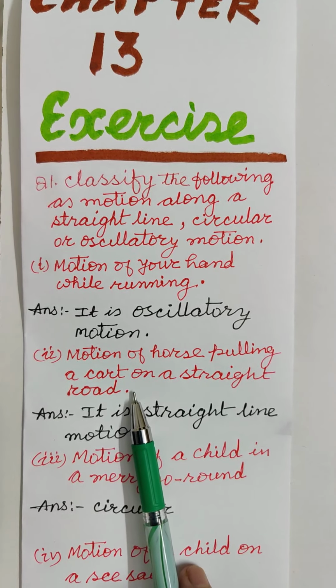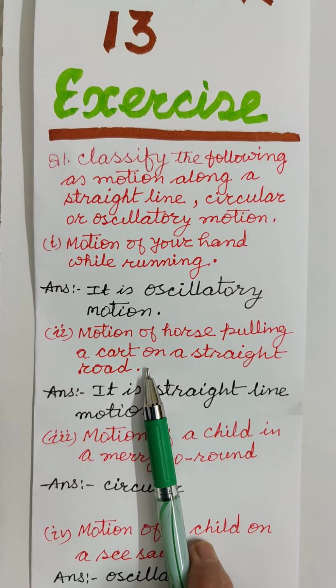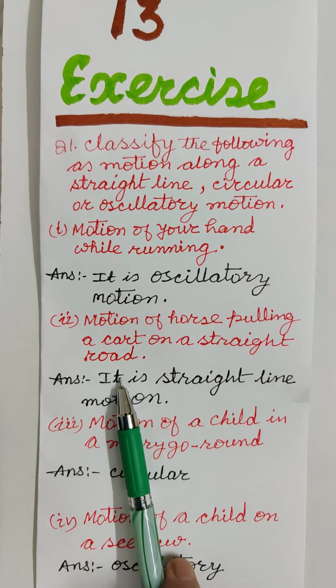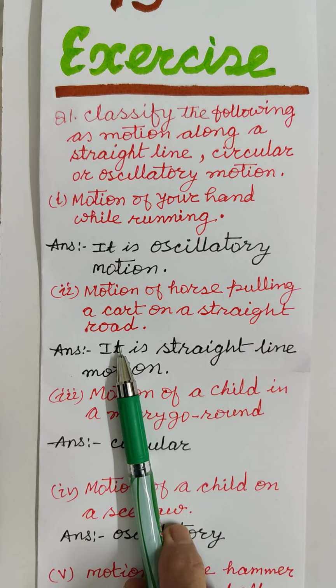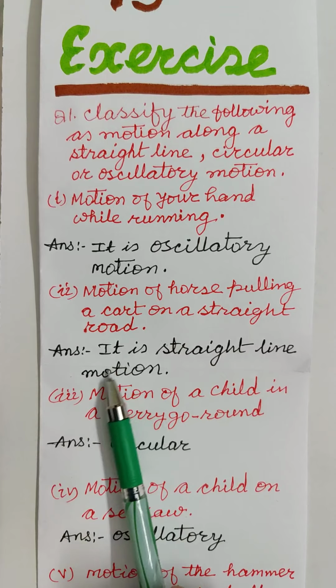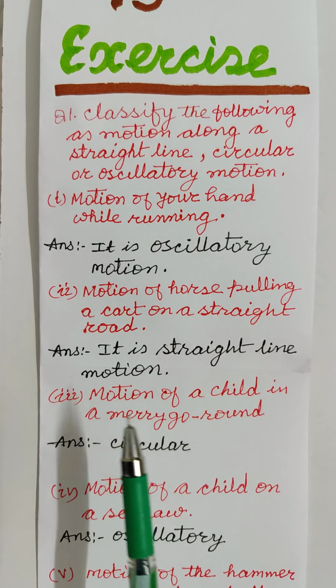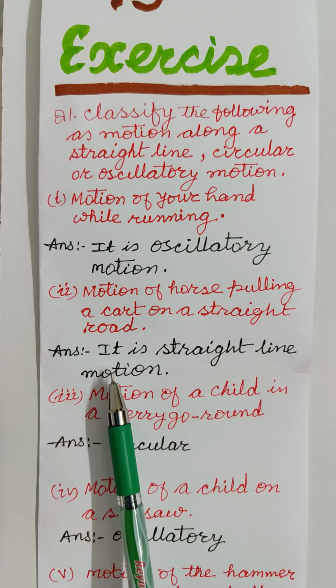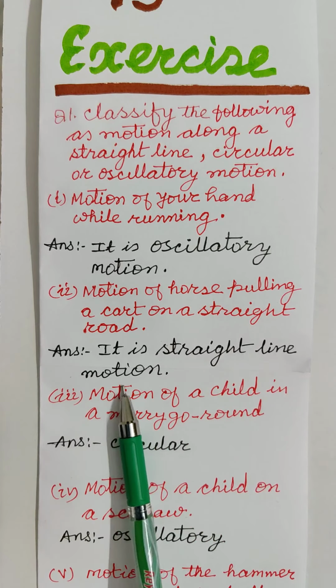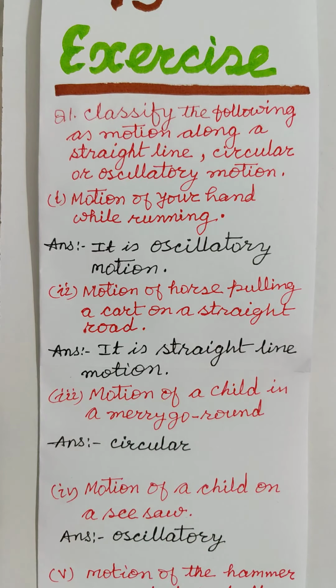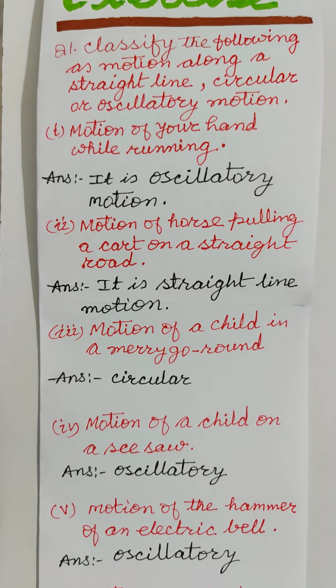Motion of a horse pulling a cart on a straight road. Since the horse is going on a straight road, therefore its motion will be a straight line motion. So the answer is straight line motion.